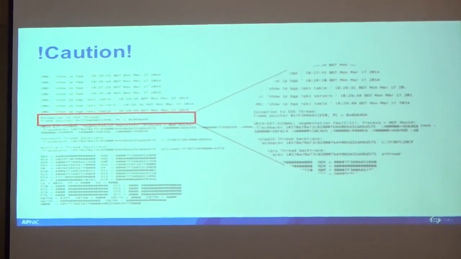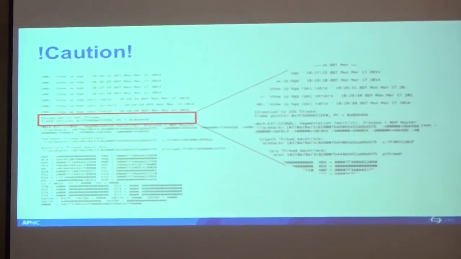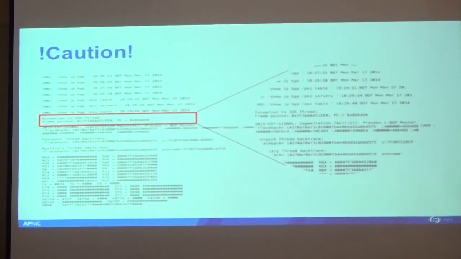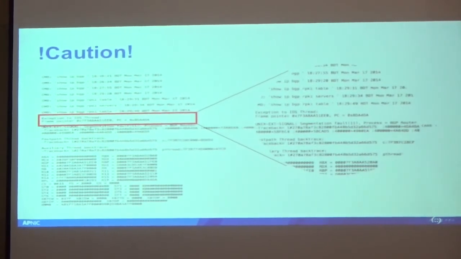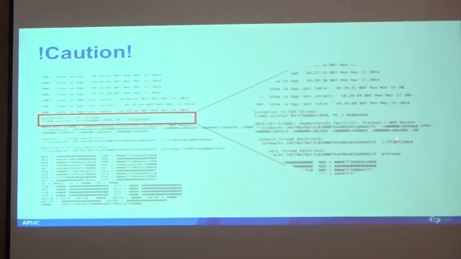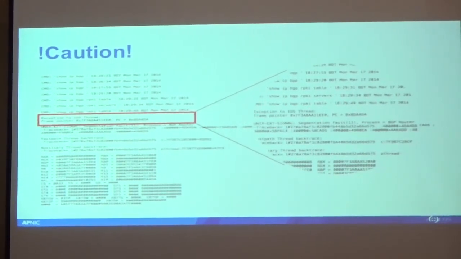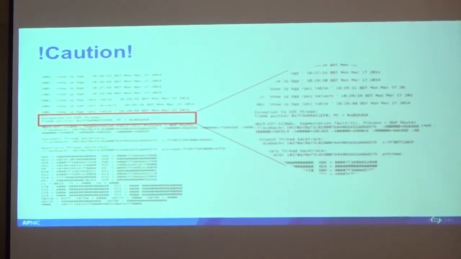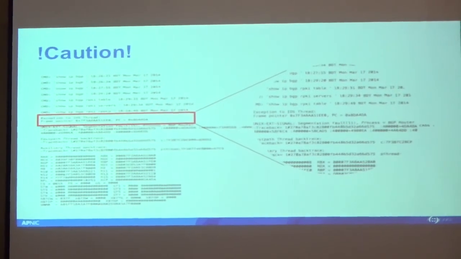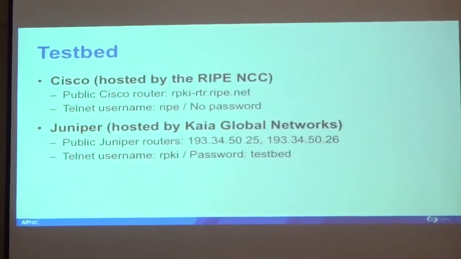Caution: don't do this on a live or production server. This is a sample one of my colleagues did. He tried some of the commands on, I think, a Juniper router. See that command, show ip bgp rpki servers, and then after a while, boom, crash. So test it on a non-production server. I think that's a lesson for all of us to learn from. And that's pretty much it.